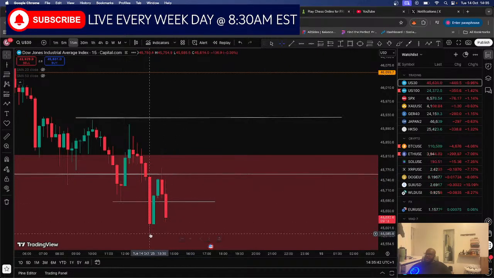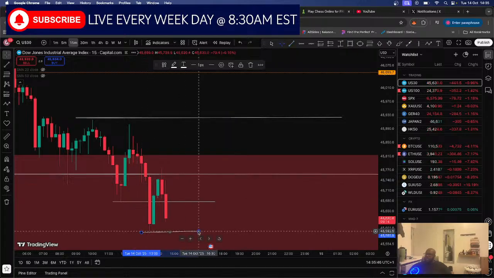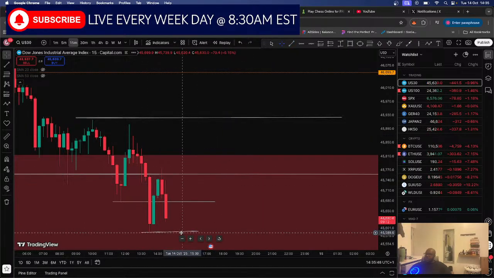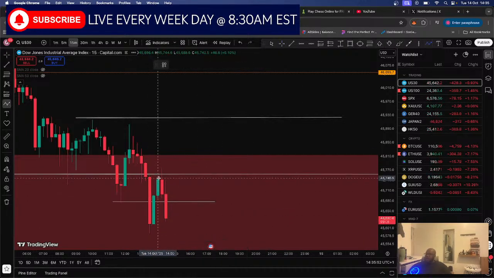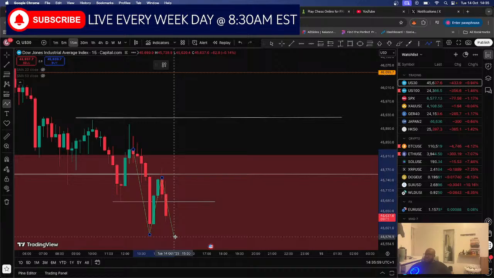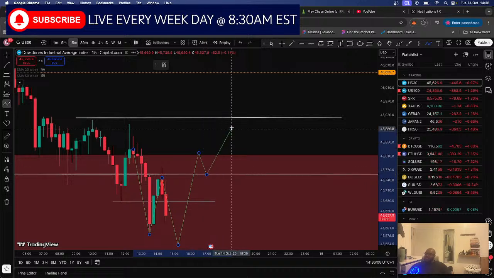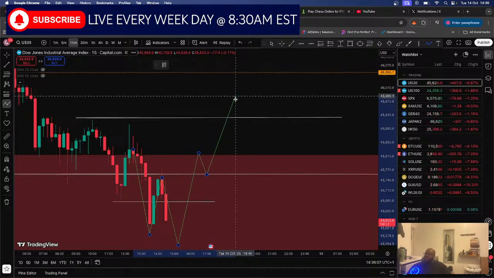So if for whatever reason we were to reject off here in the next 15 minutes, sweep this area of liquidity, we'd come down like this, sweep liquidity at this area, and then rally back up. We'd be able to get into a long trade from here, but that is probably not the most likely outcome.